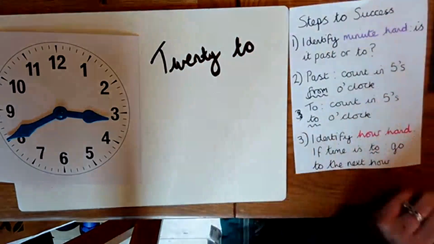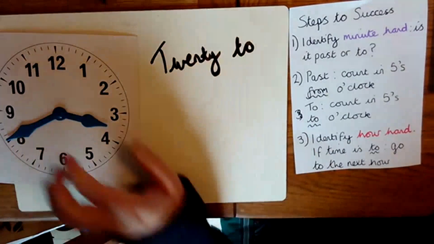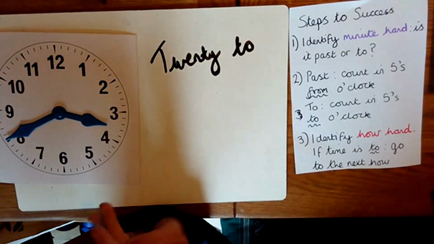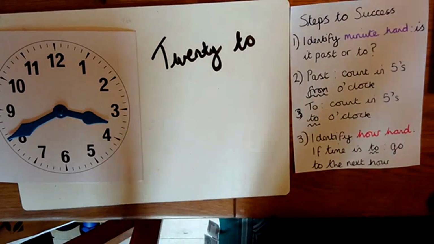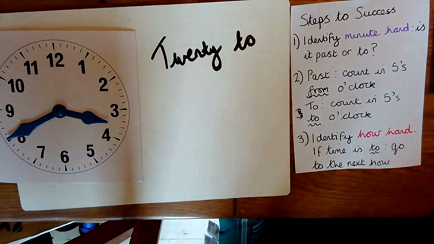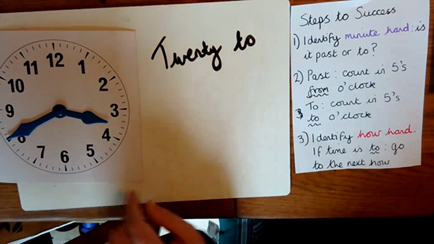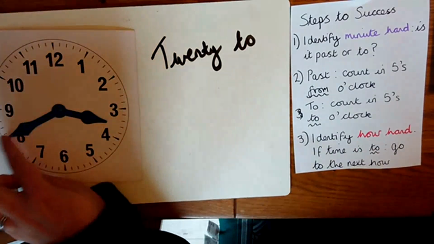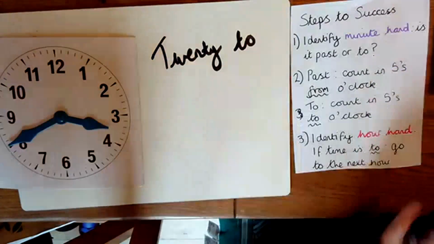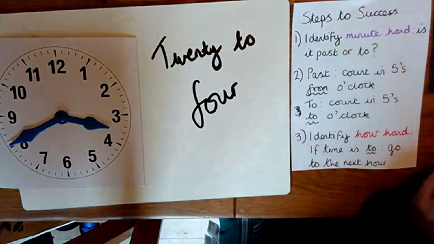to, then we need to look at our hour hand. Our hand is shorter. Where is it? It's in between 3 and 4, but it's 20 minutes to 4. It is 20 minutes until it is 4 o'clock. It is not 20 minutes to 3 because this minute hand was here for 3 o'clock. So it's 20 to 4.